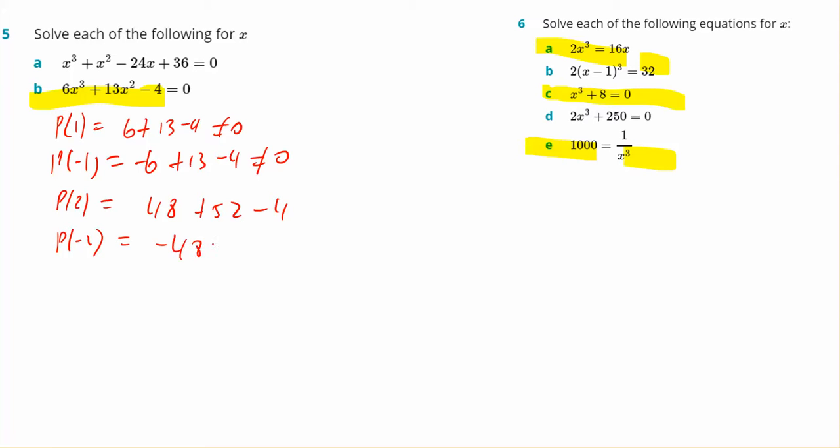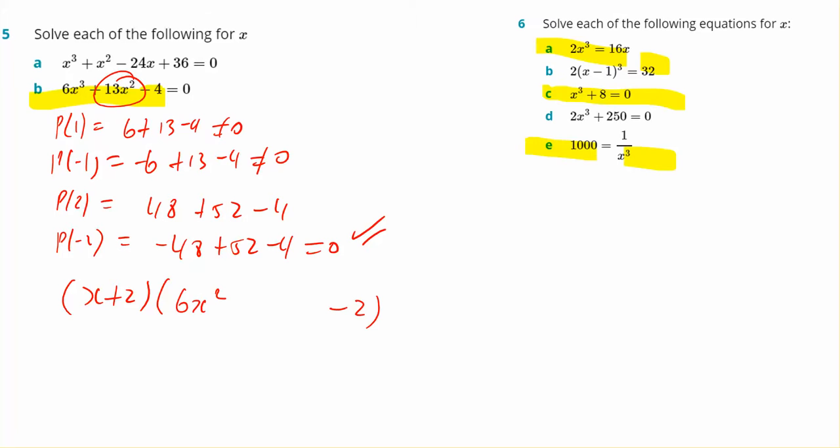Negative 48 plus 52 minus 4 does give me 0. So tick, tick. x plus 2 must be a factor, so I'm just going to use my by inspection method. x times what gives you 6x cubed, 6x squared. 2 times what gives you -4, must be -2. Okay, and we're just trying to find the middle term.